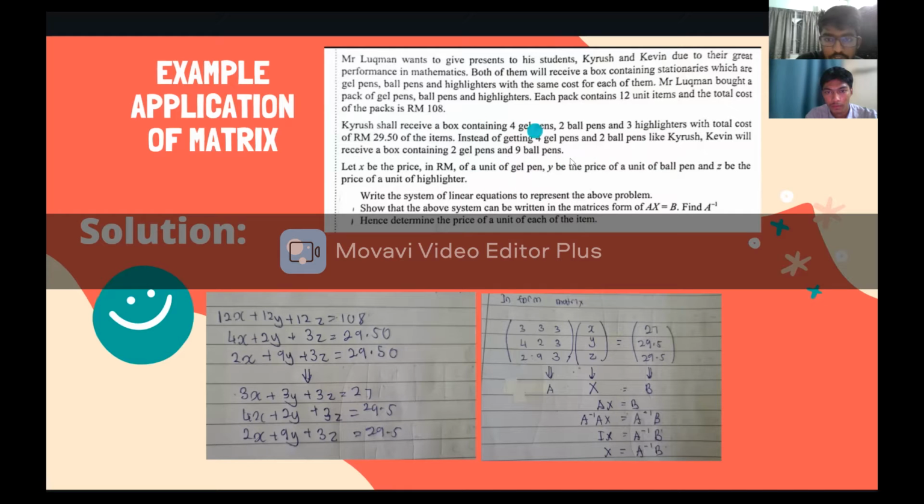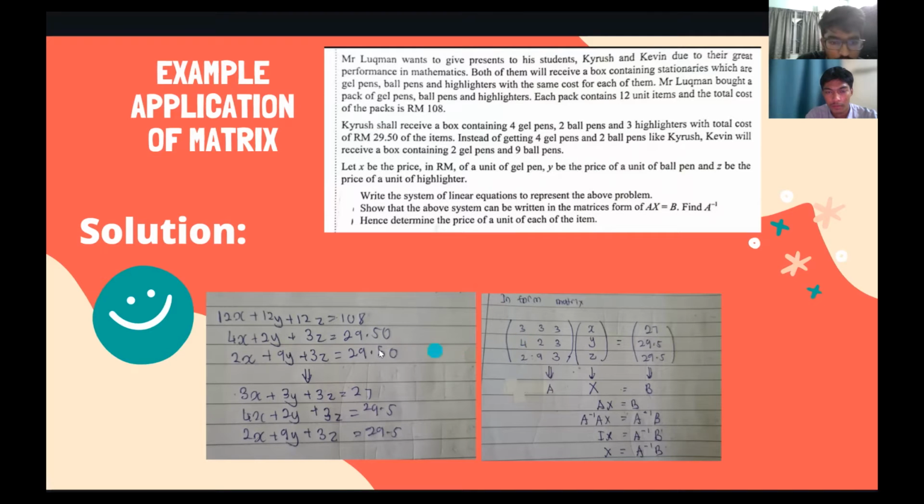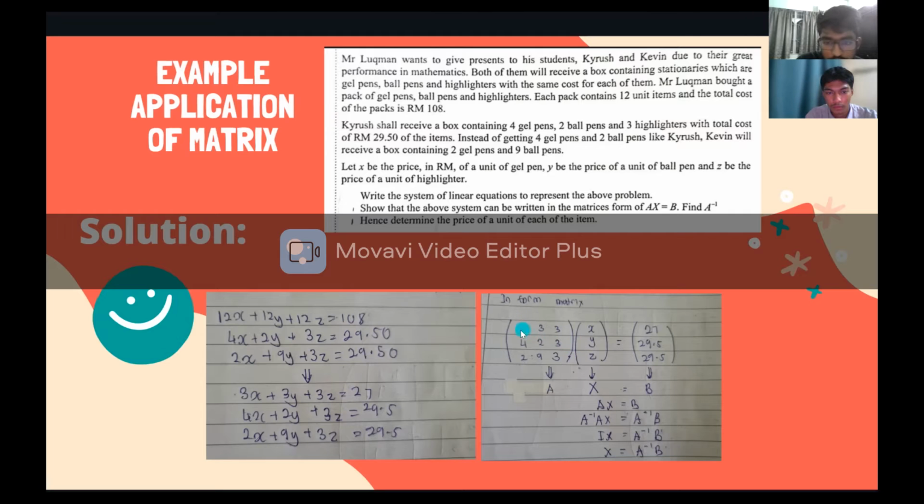In order to solve this question, to get the price of each gel pen, which is represented by X, Y for ball pen, and Z for highlighter, you have to always start with a linear equation. You have to write it down as a linear equation as shown in this picture. After that, we transform it into a matrix form: 3 by 3, with rows 3, 3, 4, then 2, 3, and 2, 9, 3, and then X, Y, Z equals 27, 29.5, 29.5.